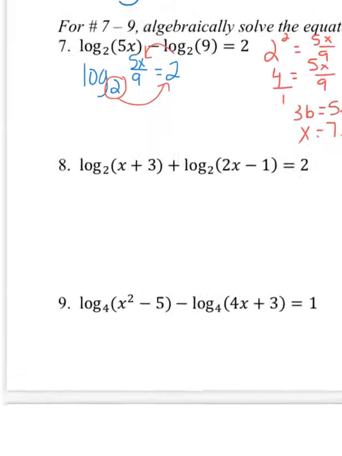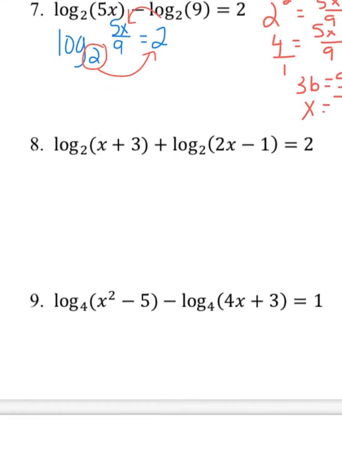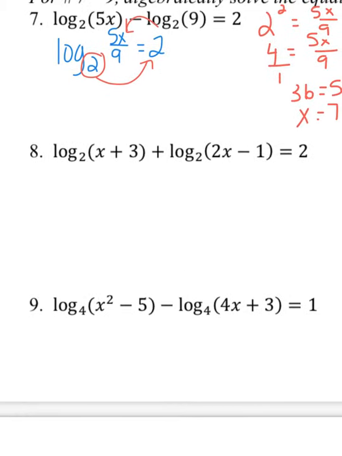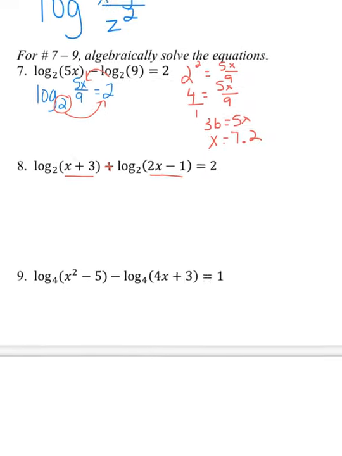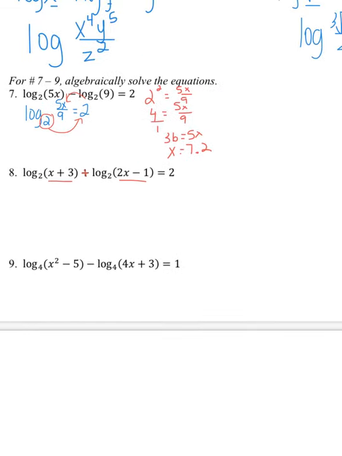Number 8, a little bit more challenging because here, when you go to multiply, because this is addition, you are multiplying x plus 3 times 2x minus 1, and you're going to have to double distribute for this. So for number 8, I'm going to do this off to the right. This is now the log base 2 of x plus 3 times 2x minus 1 equals 2.